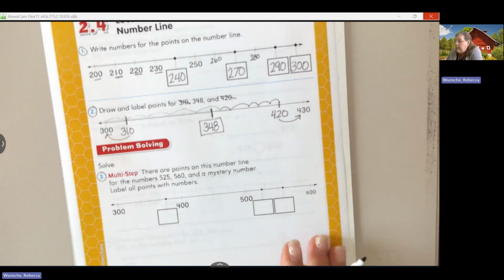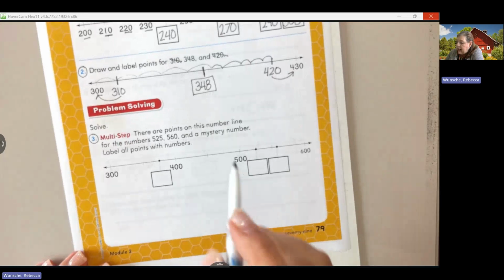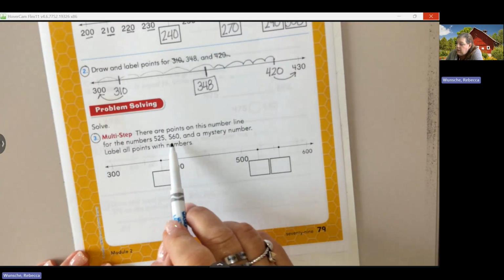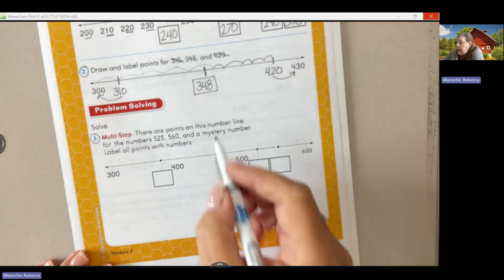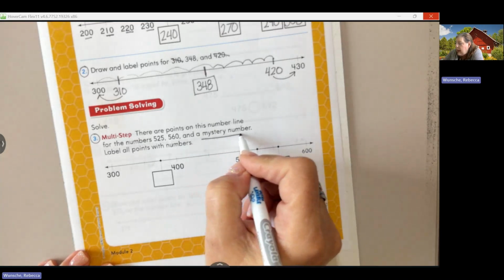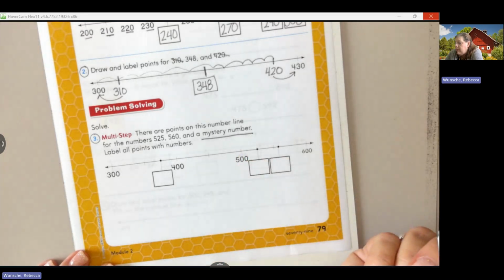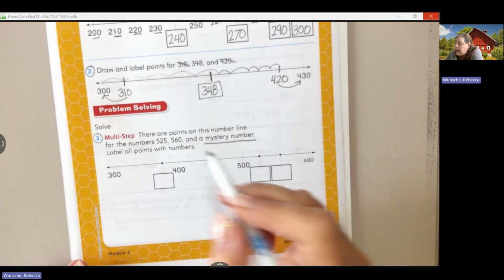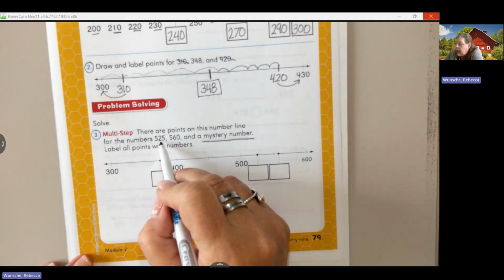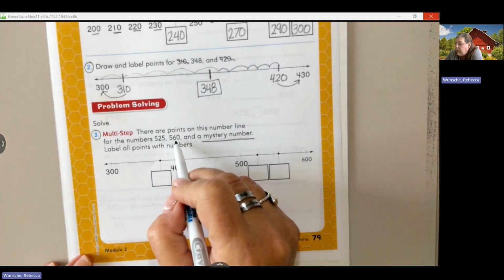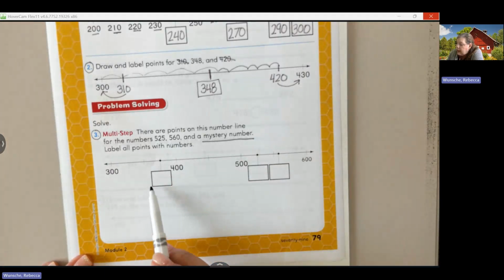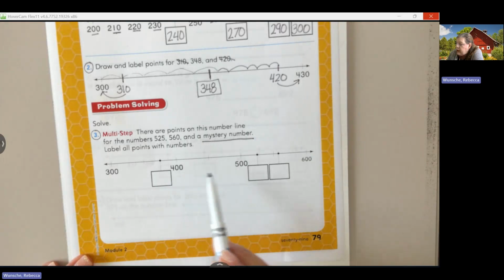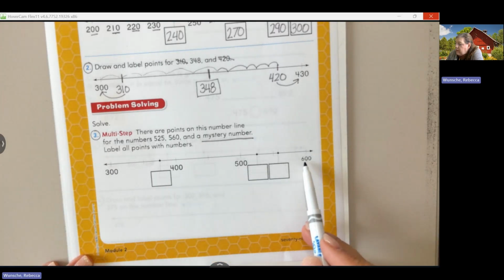Okay. All right, and then this is our last problem, and it asks us about points on the number line for 525, 560, and a mystery number. I love these kinds of problems because I have to figure out what the mystery number might be. So I'm going to place 525 and I'm going to place 560. So let's take a look at my number line. I've got 300, I've got 400, I've got 500, and I've got 600.